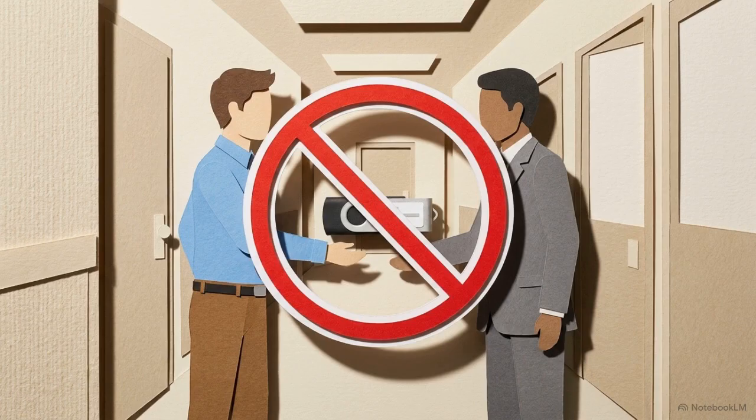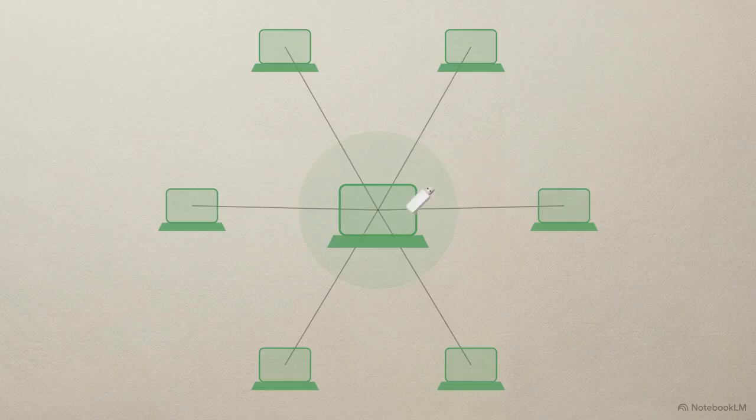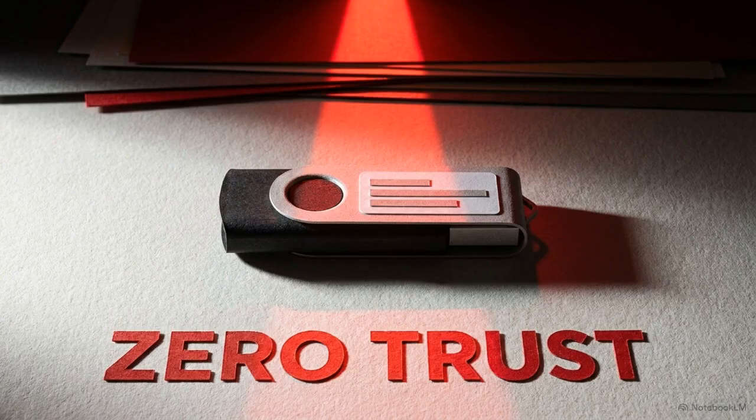Do not hand the drive to a colleague. Do not test it on a spare computer. These actions only spread the digital risk laterally across your organization. Because visual inspection can never verify digital safety, all unknown removable media must be treated as hostile by default.